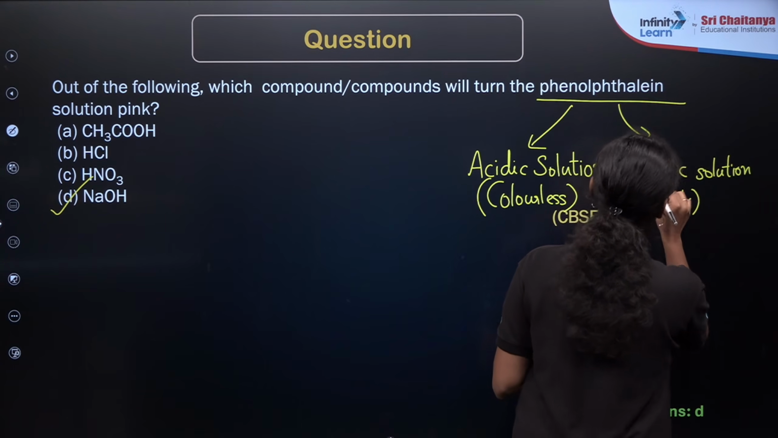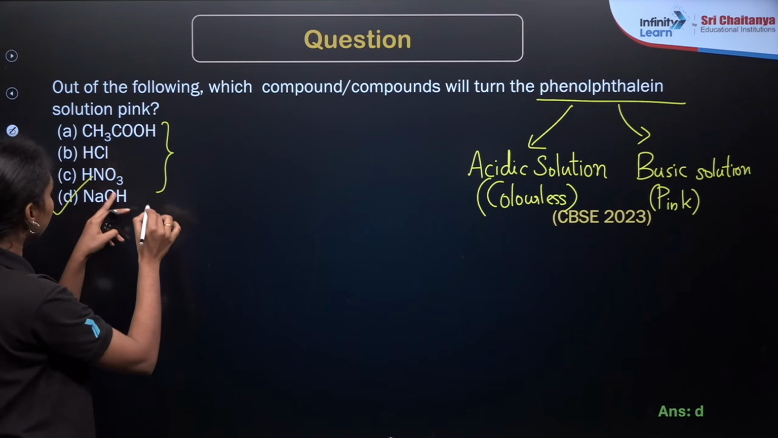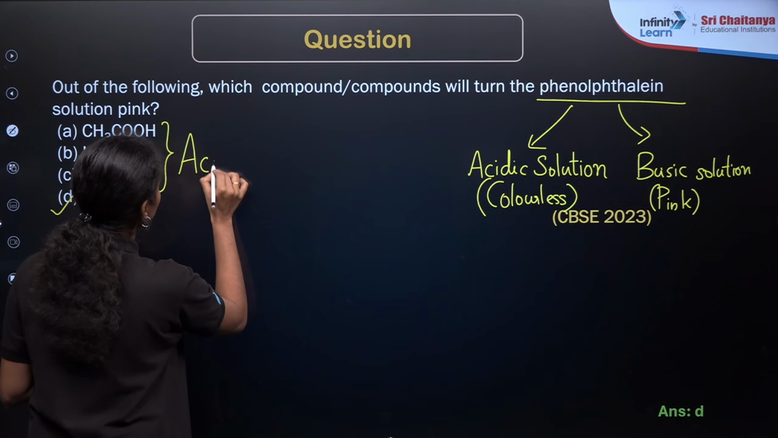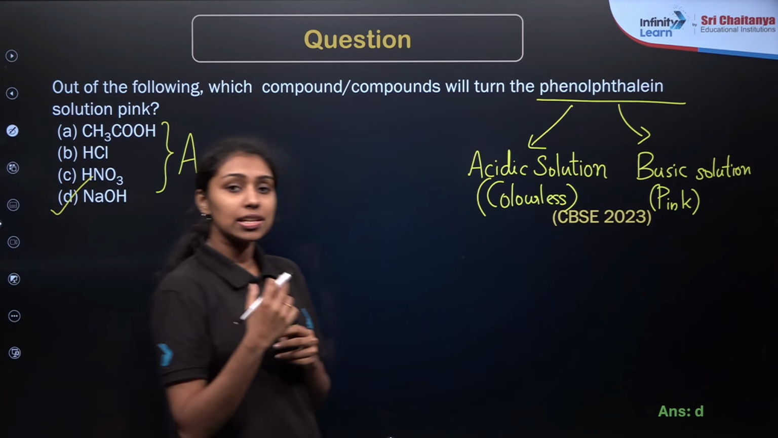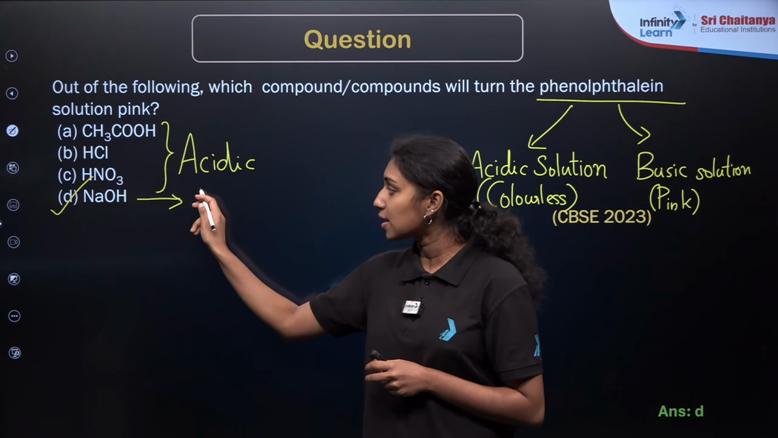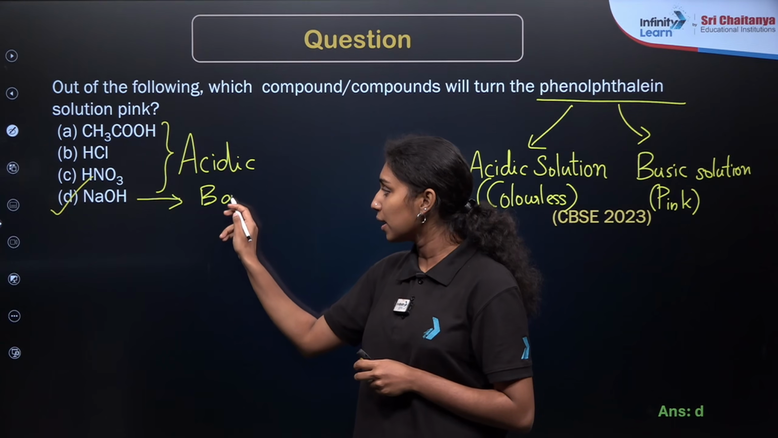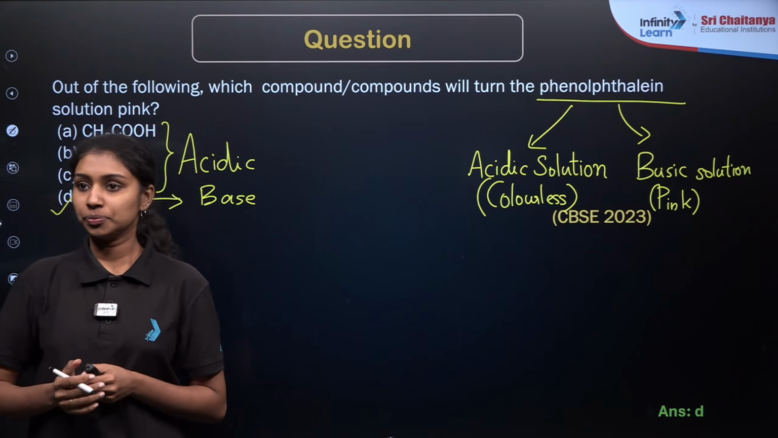As we already know, this is acetic acid, this is hydrochloric acid, this is nitric acid, which means all the three options are acidic here. So they will be colorless. Phenolphthalein will give colorless in these three solutions. But only NaOH, sodium hydroxide, acts as the base here. So it will give pink color with the phenolphthalein. Clear? Can we move to the next question?